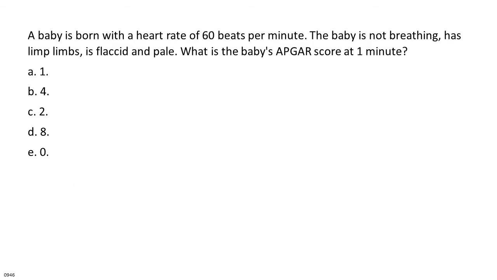A baby is born with a heart rate of 60 beats per minute. The baby is not breathing, has limp limbs, is flaccid and pale. What is the baby's APGAR score at 1 minute? A. 1. B. 4. C. 2. D. 8. E. 0.